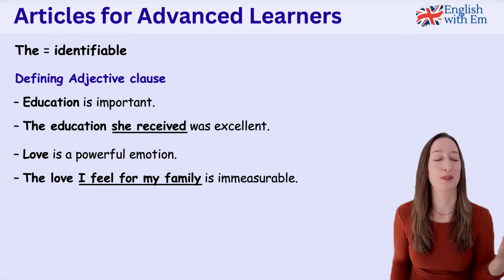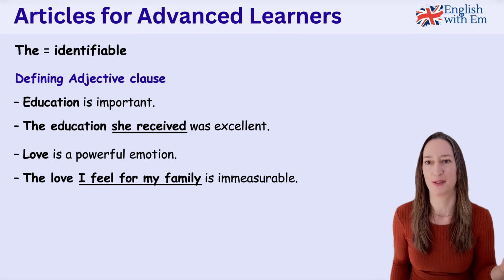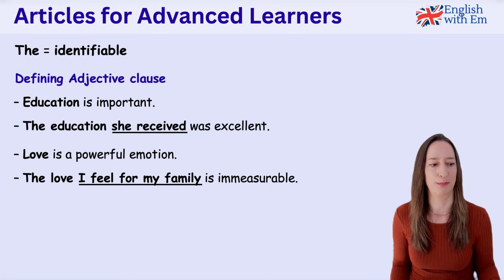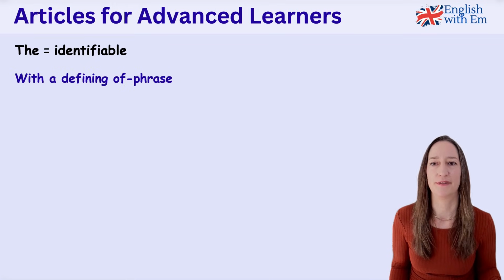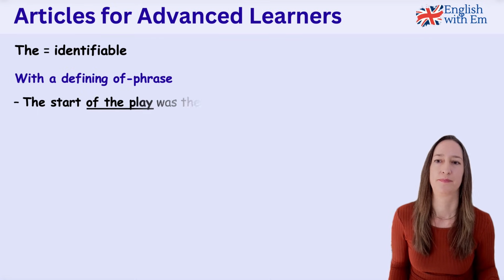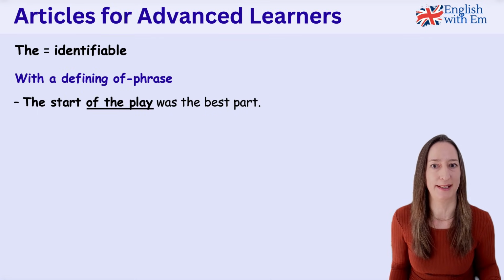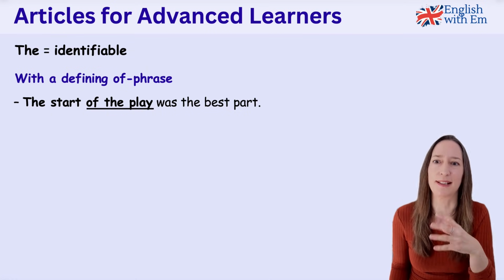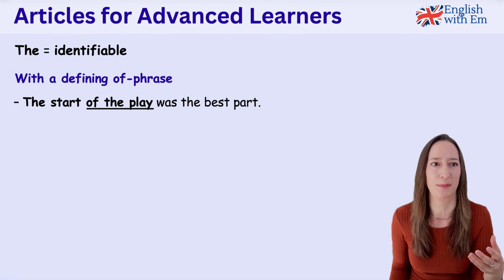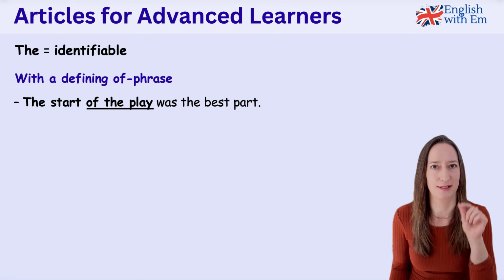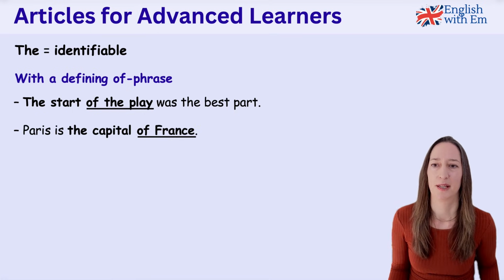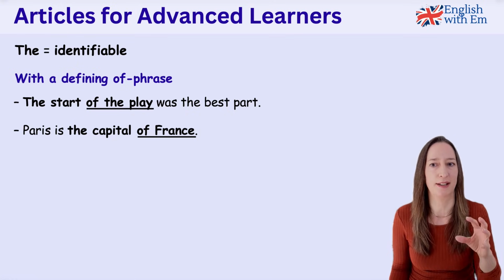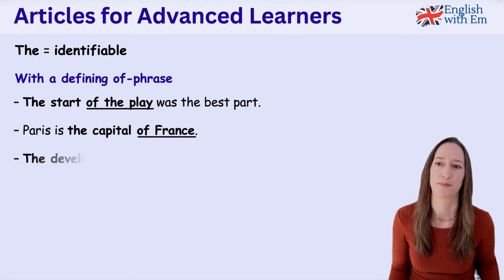Now let's look at something that is really important for those of you who do any kind of formal writing, because this pops up a lot. With a defining of phrase, the start of the play was the best part. So if a noun is followed by of the something, it's being defined. It's telling us which noun we're talking about. What start? The start of the play. Paris is the capital of France. Of France. This defines which capital we're talking about.